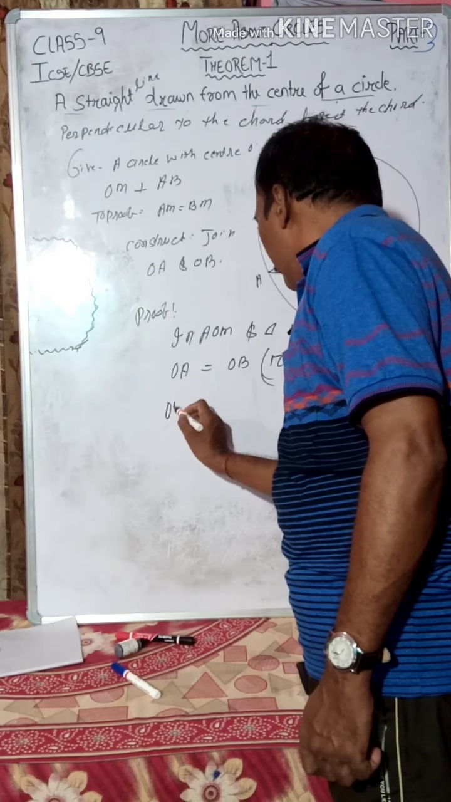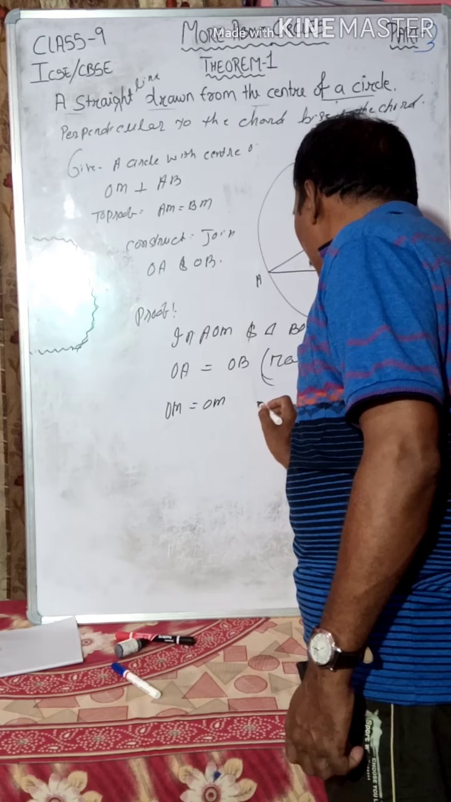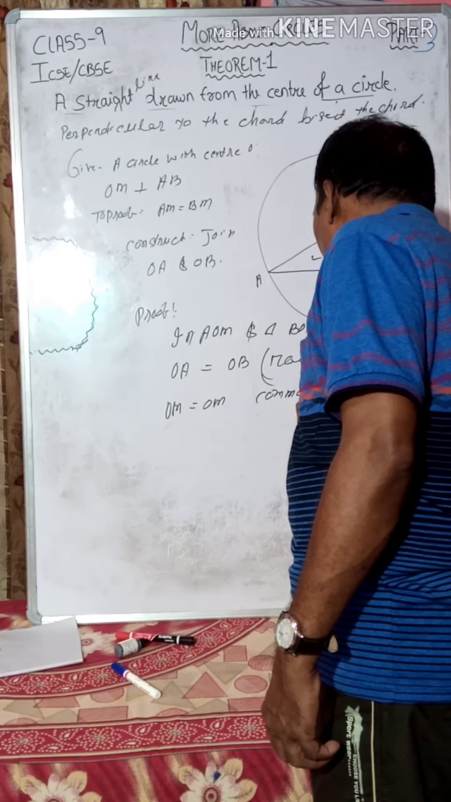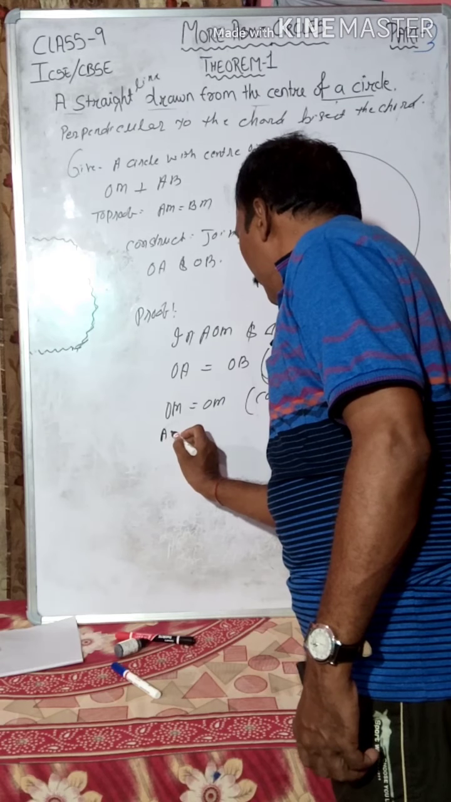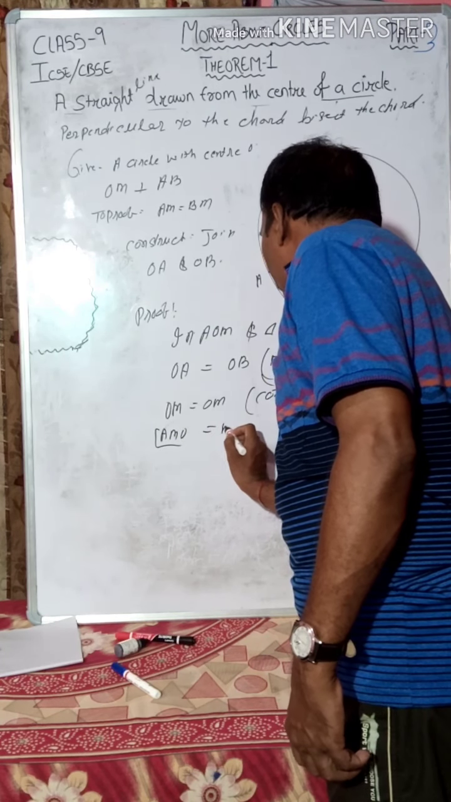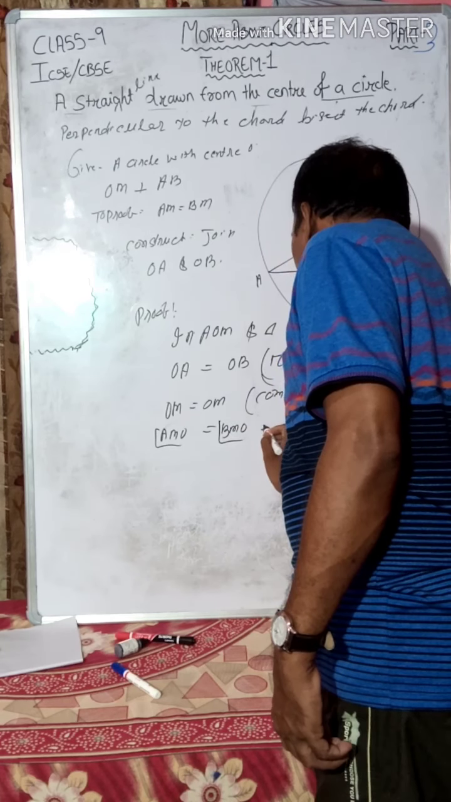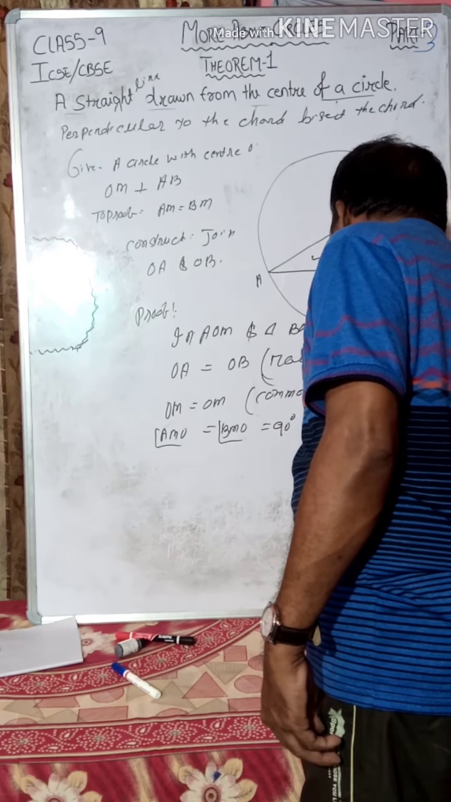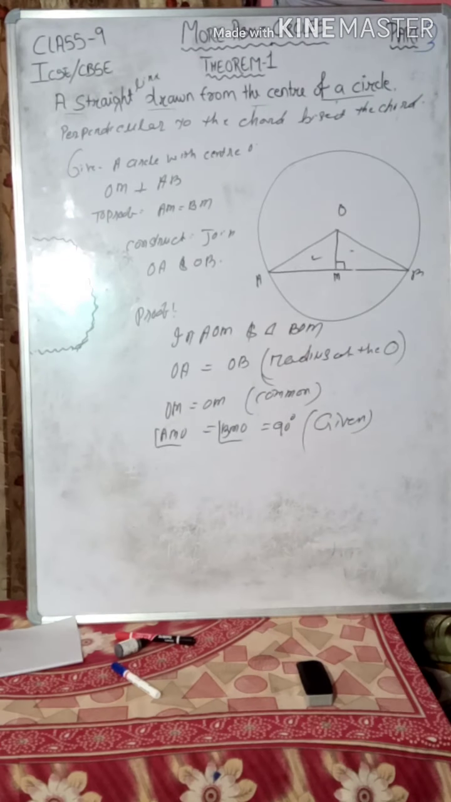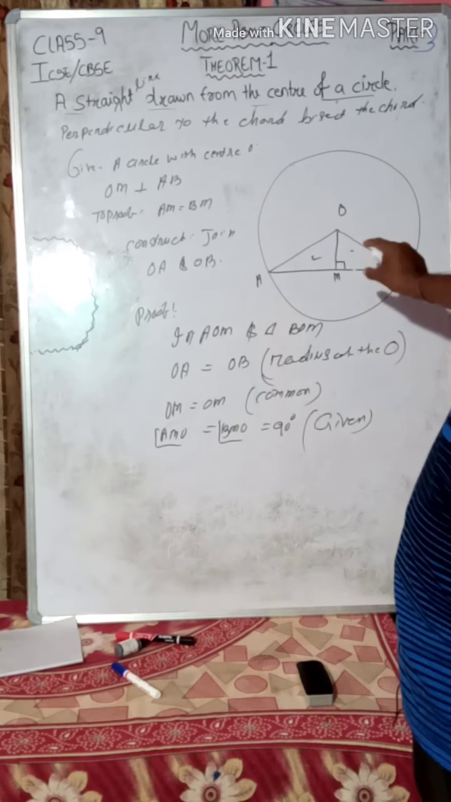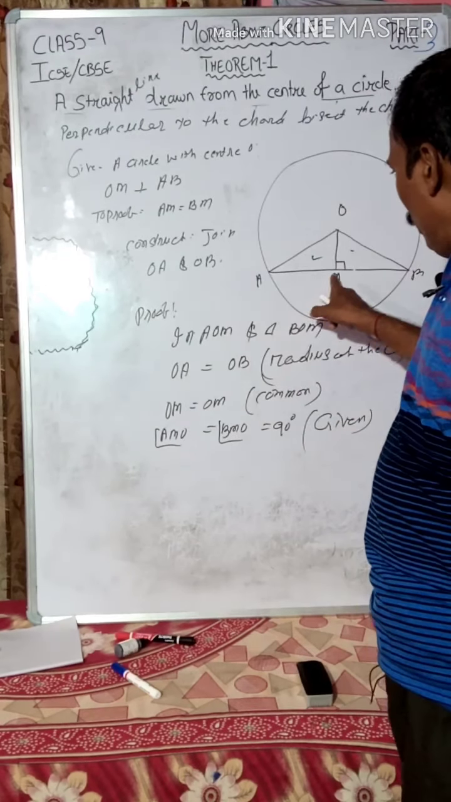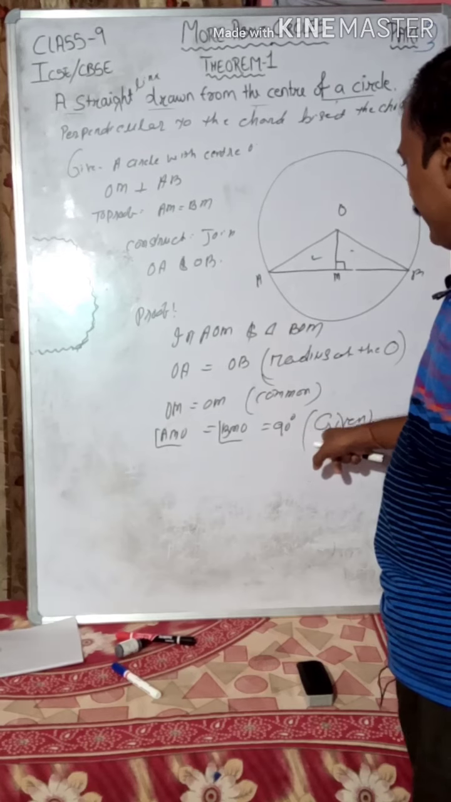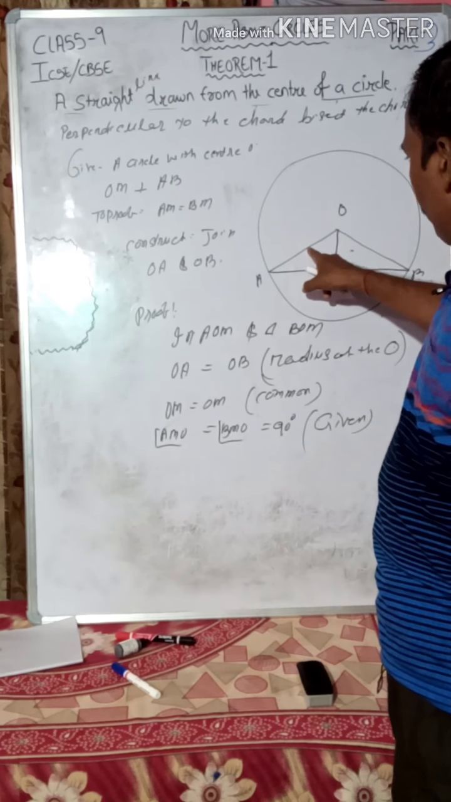OM is equal to OM, that is common, and AMO is equal to BMO, that is equal to 90 degrees. Three things are given, because OM is perpendicular to AB, and OA is equal to OB, which is the radius of the circle. So this is the right angle, this is the hypotenuse, this is the side.